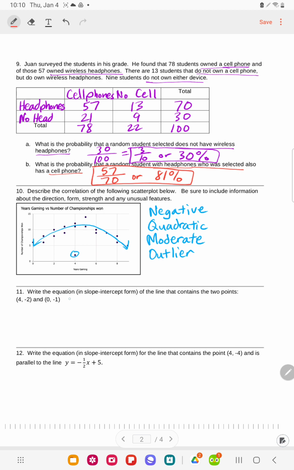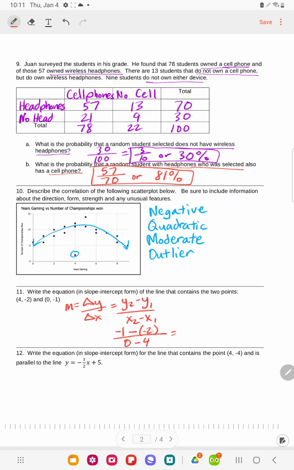So whenever we want to find an equation, we want to find the slope first. Slope can be seen as change in y over the change in x, or y2 minus y1 over x2 minus x1. In this case, our y2 is going to be -1, and we're subtracting y1, which is -2, and then dividing that by x2, which is 0, minus x1, which is 4.